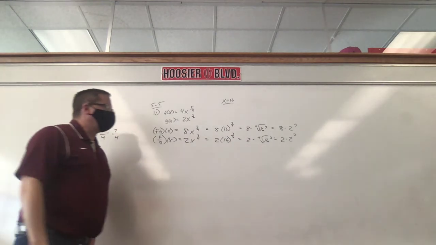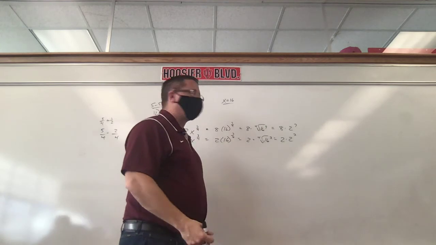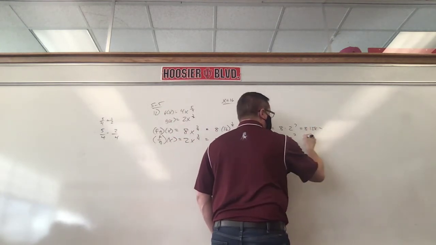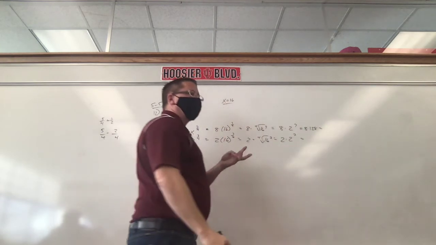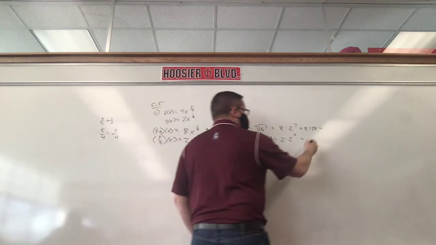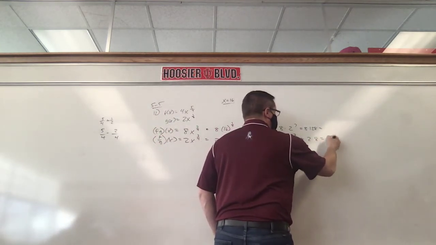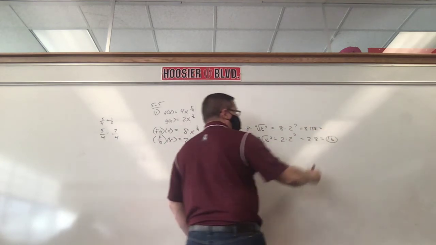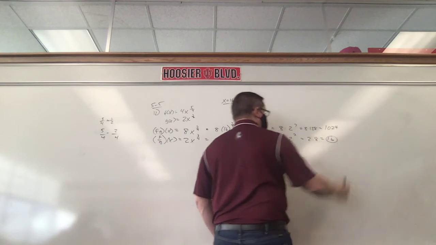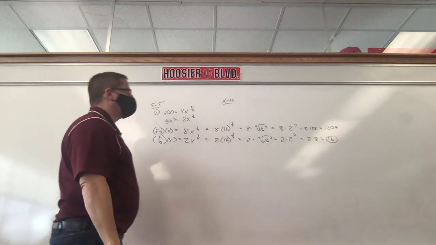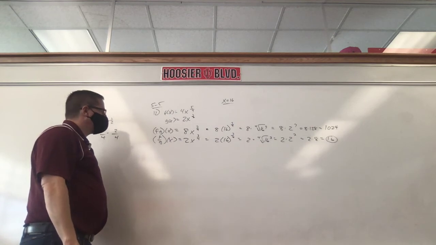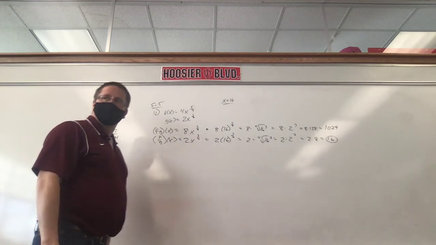And then 2 to the 7th, we did that a few minutes ago. 2 to the 7th power is 128. So the answer is 8 times 128. 2 to the 3rd, 2 times 2 times 2, is 8. So this is 2 times 8, which is 16. 8 times 128 is 1024, I think? Somebody want to check that? That is right.